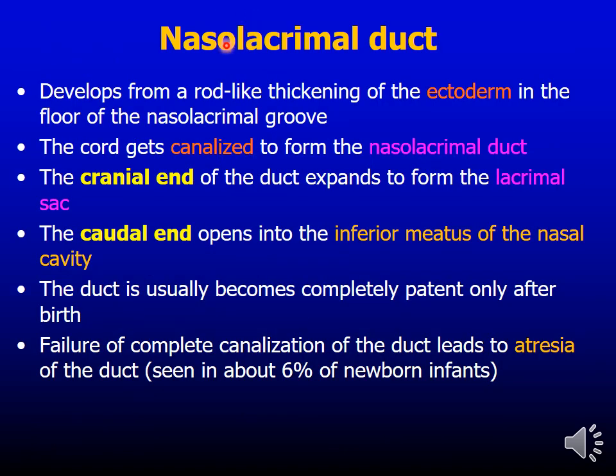The nasolacrimal duct develops as a rod-like thickening of the ectoderm in the floor of the nasolacrimal groove. This cord gets canalized to form the nasolacrimal duct. The cranial end of this duct expands to form the lacrimal sac, while the caudal end opens into the inferior meatus of the nasal cavity. The duct usually becomes completely patent only after birth. Failure of complete canalization of this duct leads to atresia of the duct.